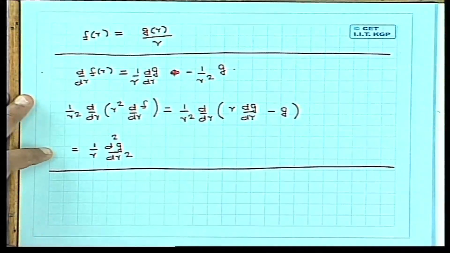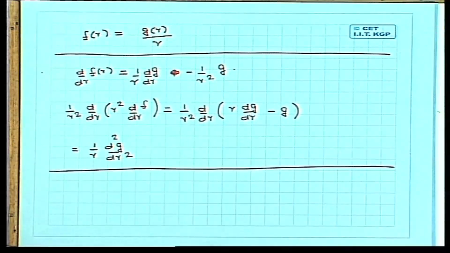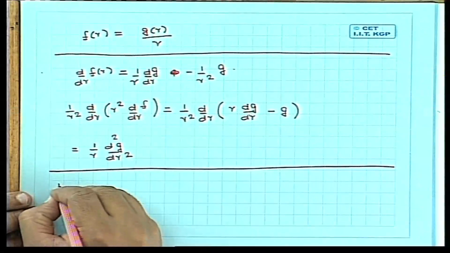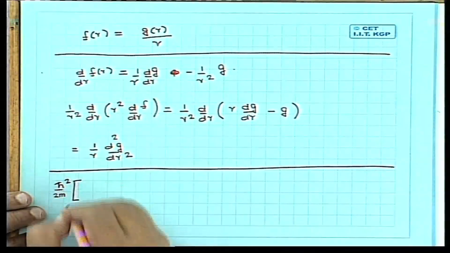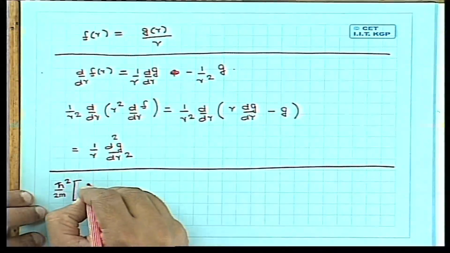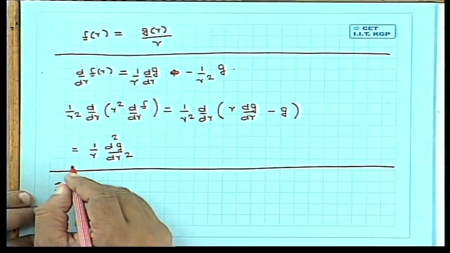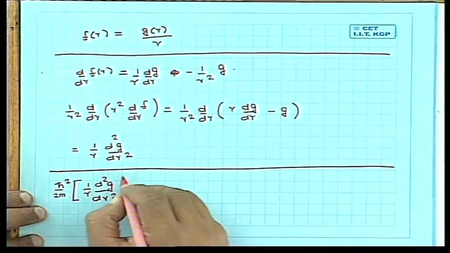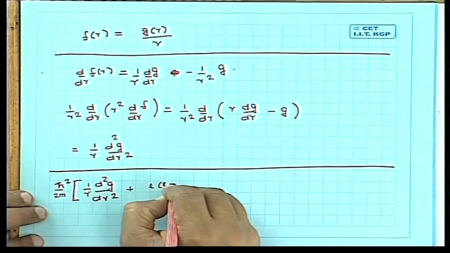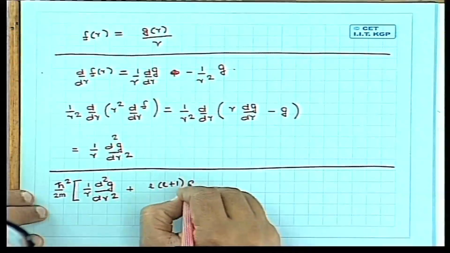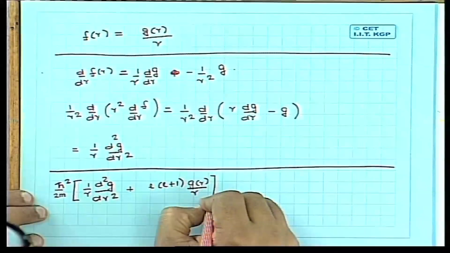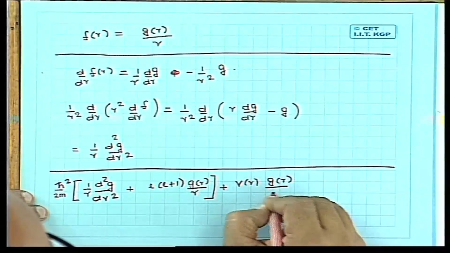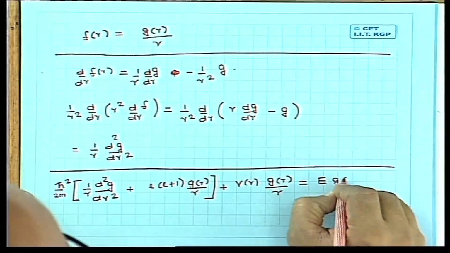So let us use this in the Schrodinger equation. Now the radial part of the Schrodinger equation becomes, I can take the h cross square outside also, h cross square by 2m, and then I have 1 by r d square g dr square plus L into L plus 1 into g(r) by r plus V(r) g(r) by r is equal to E g(r) by r.